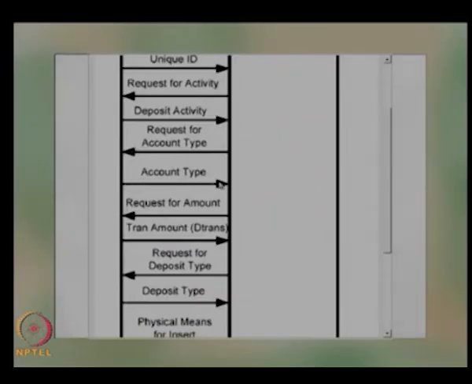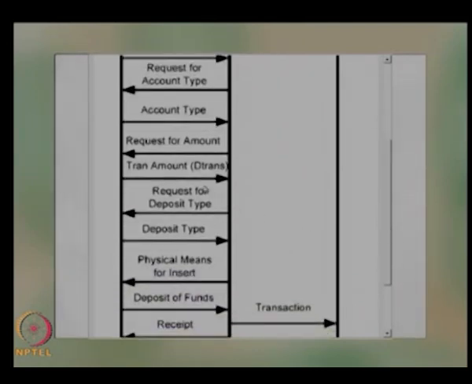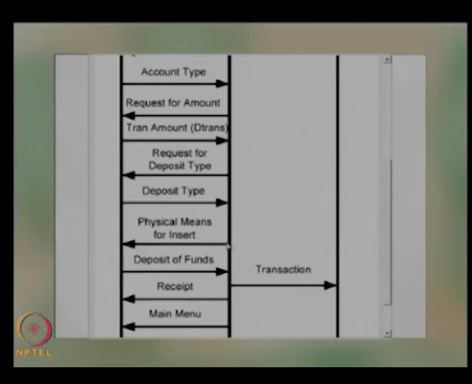Then the account type is provided by the customer, and the amount is asked: how much do you want to deposit? The transaction amount is given by the customer, and then the deposit type, in terms of cash, check or DD. Then there is a physical means for insert. You can see here that the ATM machine provides a physical means for insert. This kind of transaction, or input output trace, tells you the requirements. When you say there is a physical means of insert, that means there is a requirement for a physical opening in the machine to accept the cash or check.